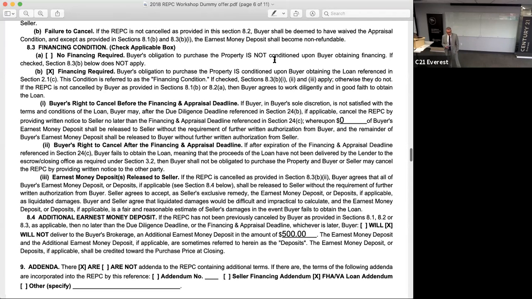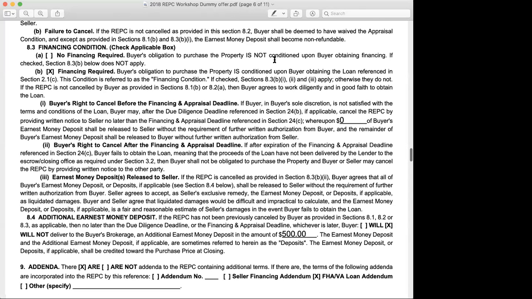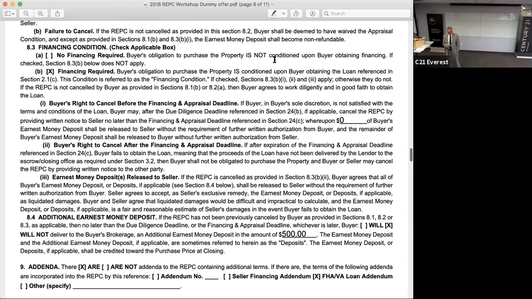Also in section 8.3 B, you've got the blank line where it's got 0 saying how much of the earnest money will be released to the seller. So in the event that the buyer gets past their due diligence deadline and they decide to cancel, but it's before the finance and appraisal deadline, they would give up X amount of dollars. So I typically am going to put 0 in there.